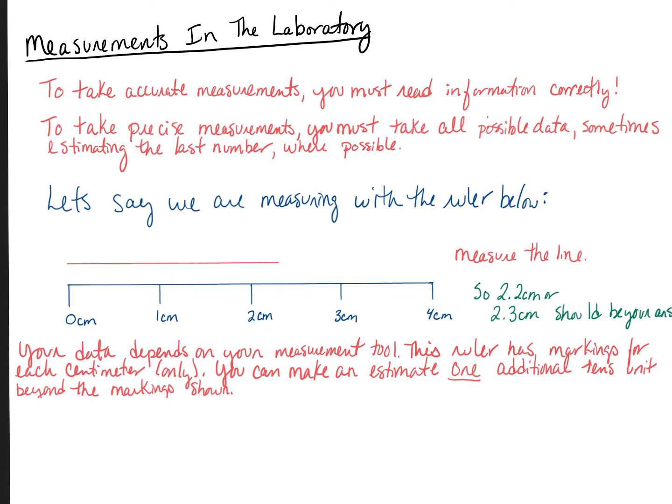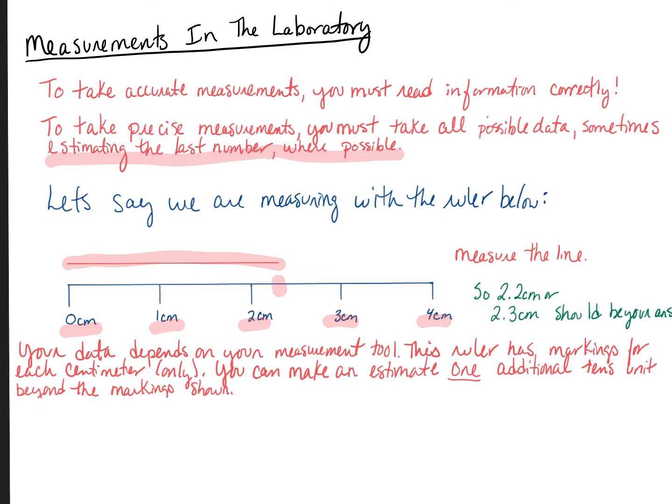So we want to take precise measurements. We want to take accurate measurements. I'm not going to go into what the difference of those two things are, but basically we want to estimate the last number where possible. Okay, let's say that we are measuring with the ruler that we have below. So this has centimeter marks, right? And if I'm measuring this red line that's right here, I have to sort of estimate what value of centimeter we have here. So to the next digit.